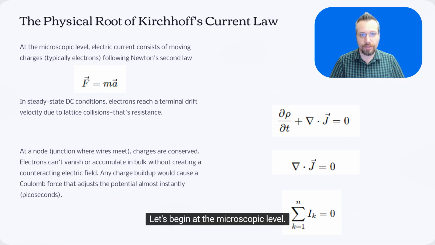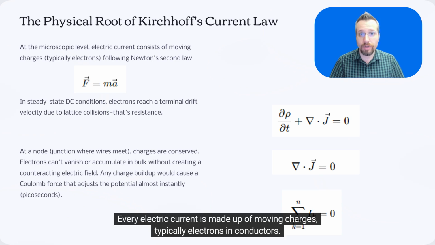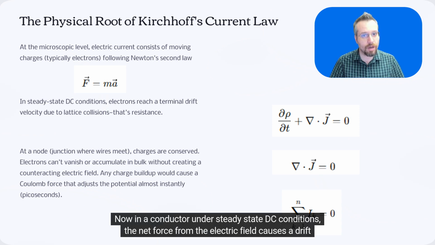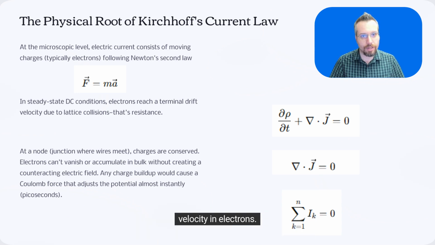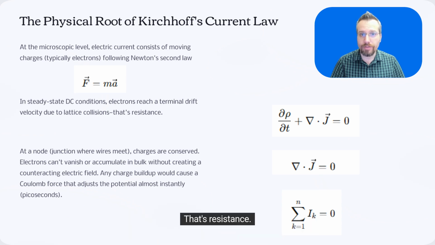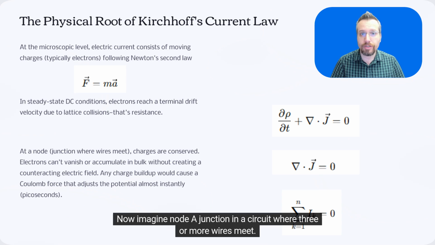Let's begin at the microscopic level. Every electric current is made up of moving charges, typically electrons in conductors. These charges follow Newton's second law, F equals m times a. Now, in a conductor under steady-state DC conditions, the net force from the electric field causes a drift velocity in electrons. These electrons don't accelerate infinitely, they reach a terminal velocity due to collisions with the atomic lattice. That's resistance. Now imagine node A, a junction in a circuit where 3 or more wires meet.